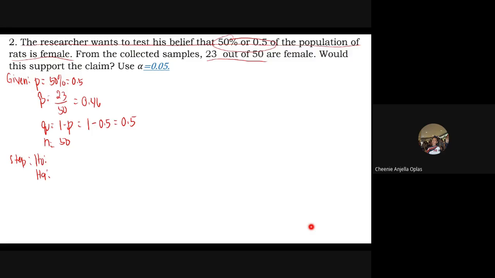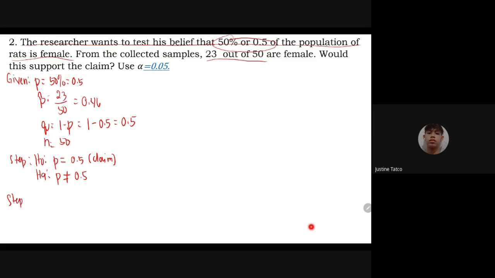So what is the clue? Is. That is correct, Justin. Is is the clue. Okay? So the hypothesis that uses the word is the null hypothesis. So the population proportion is equal to 0.5. This is actually the claim. And then the alternative hypothesis, population proportion is not equal to 0.5.